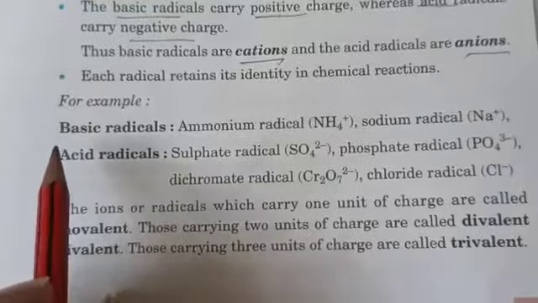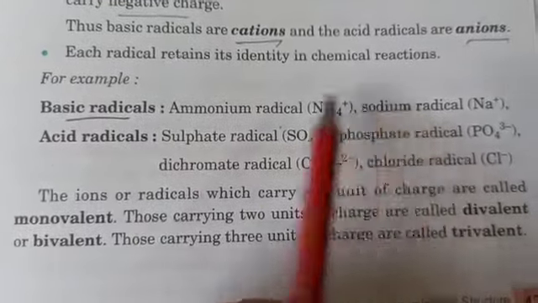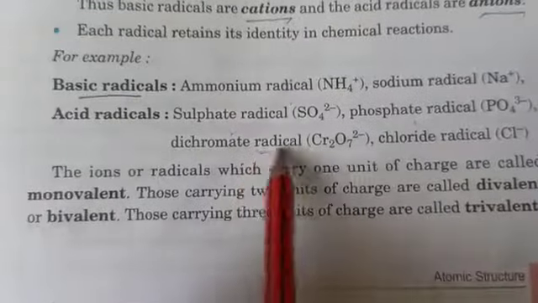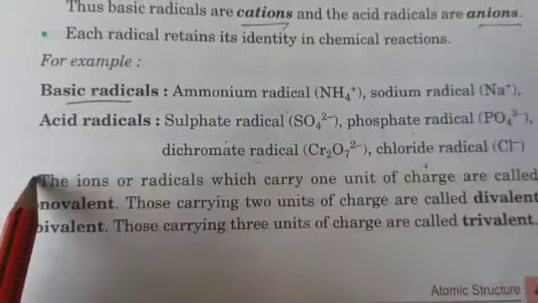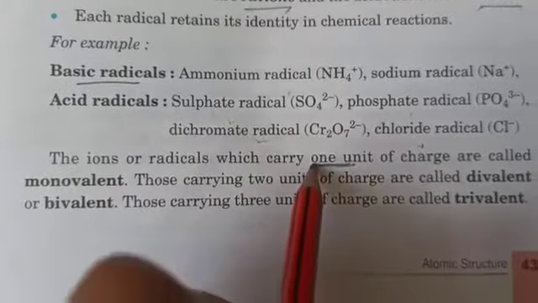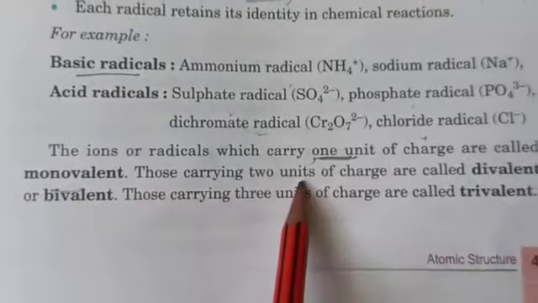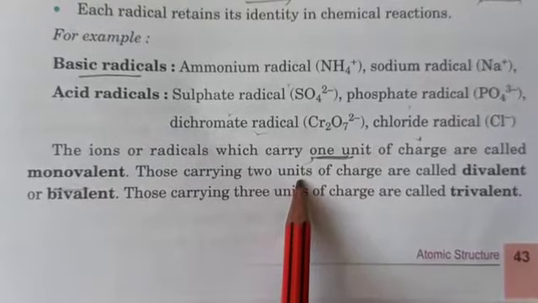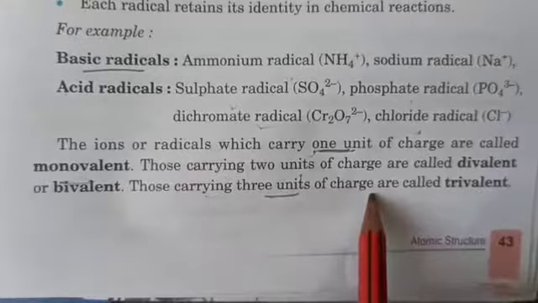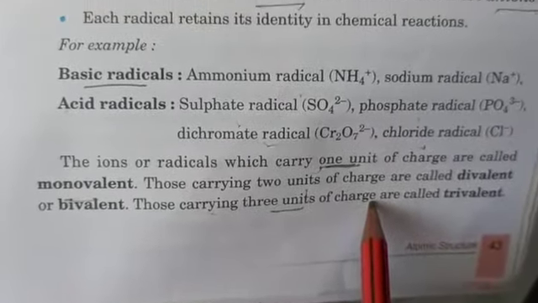Clear? There are some examples of basic radical, that is ammonium radical, sodium radical, and acid radical, that is sulfate radical, phosphate radical, dichromate, chloride. Okay. Next, the radical which carries 1 unit charge, positive 1 or negative 1, is monovalent. Which has 2 unit charge, like sulfate, SO4 2 negative, is divalent. Which has 3 unit charge is known as trivalent, like phosphate, PO4 3 negative. Clear up to this? Okay, thank you.